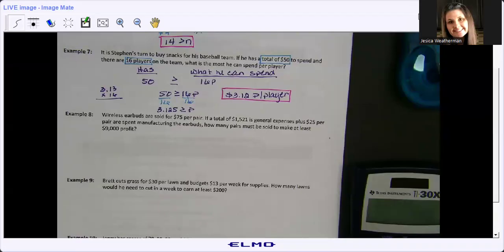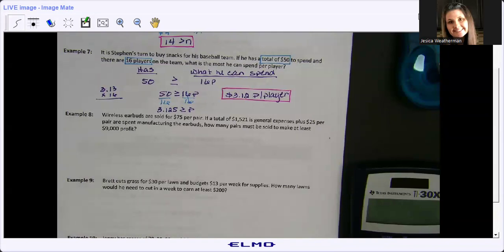So these are their expenses right here. This is how much they're selling them for, but they want to make a profit of $9,000. That's how much they want to make. So we need to figure out how many pairs of earbuds they need to sell to get out of the hole from making them and then earn a profit of $9,000 by selling them for $75 per pair. Does that kind of make sense?